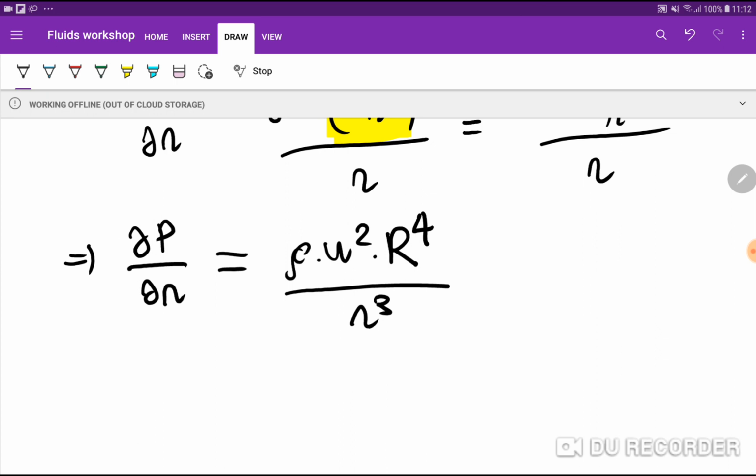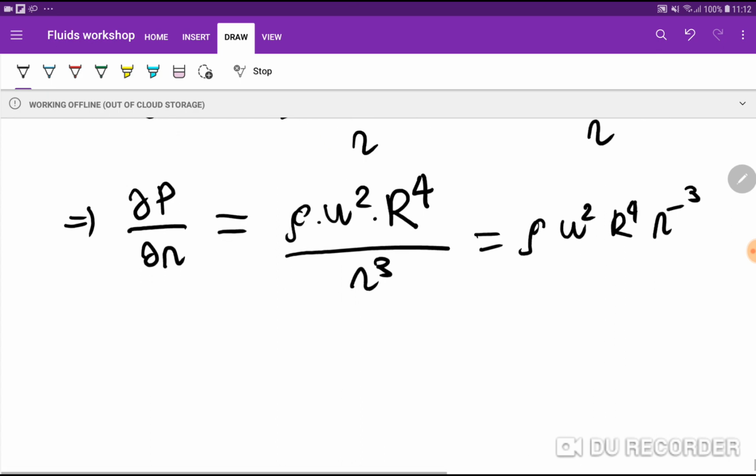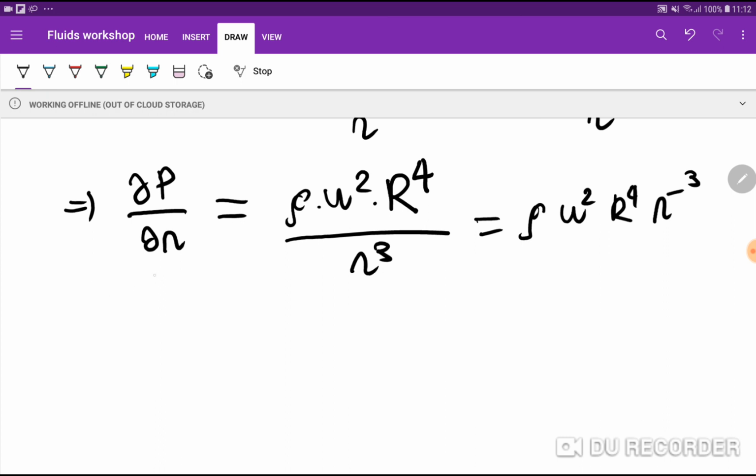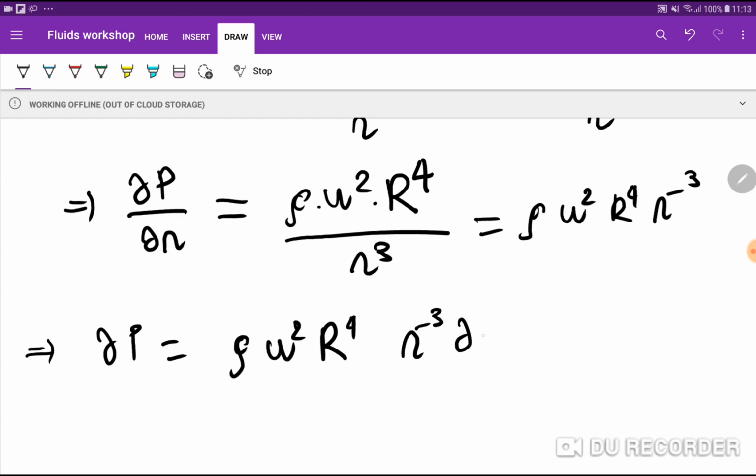So what needs to be done here? You need to solve for the pressure, right? So this is how I'm going to do it. I'm going to write it like this: ρ ω² R⁴ r to the -3. Okay, so I will multiply both sides by ∂r. So ∂p equals ρ times ω² R⁴ and then r to the -3 ∂r.